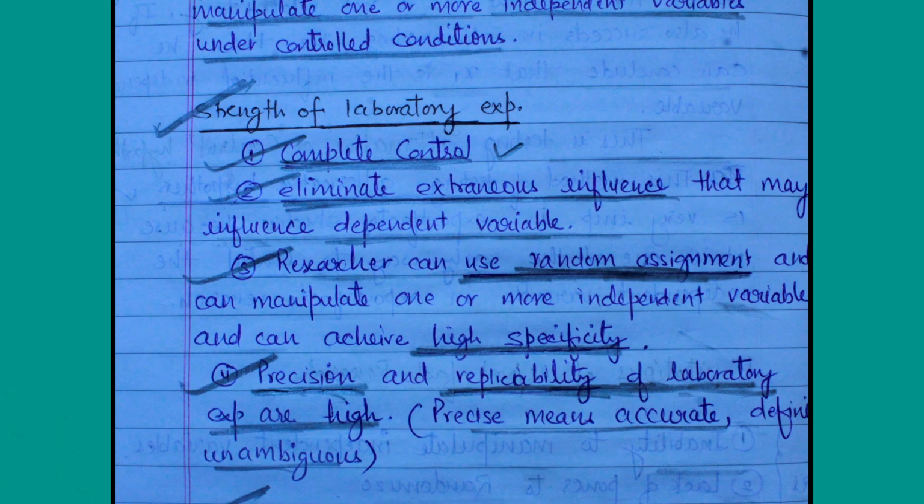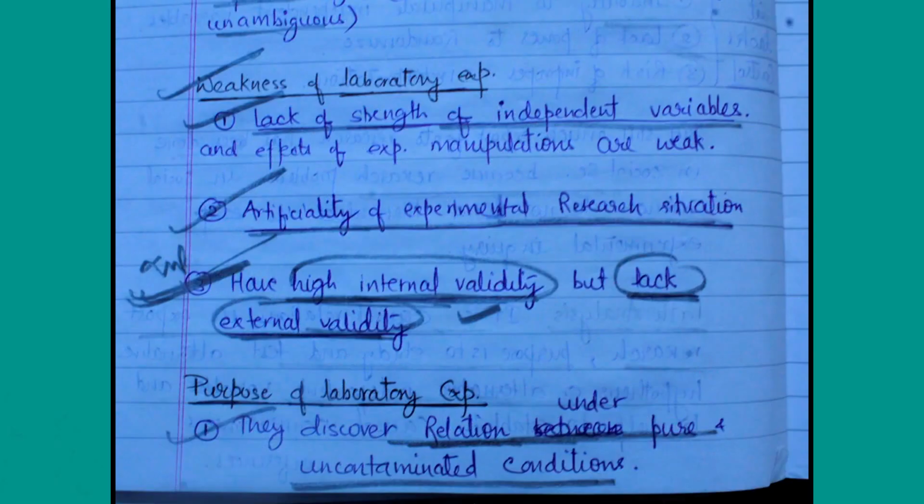Eliminating extraneous influence. Extraneous influence, I have explained to you, are those variables which will affect your dependent variable and which you are not considering under your research problem, which you don't want to influence your dependent variable. So that's why you exclude those variables, and you control those extraneous variables. Researchers can use random assignment and manipulate according to the experiment, random assignment, so that no partiality is there, no bias is there, so high specificity will be there, precision will be very high, and replicability of laboratory experiments is very high because they are under a controlled environment.